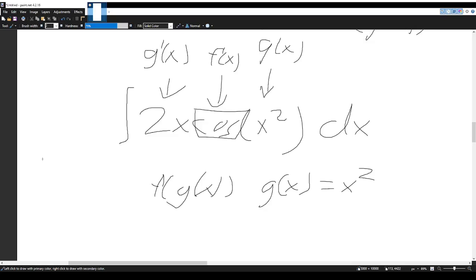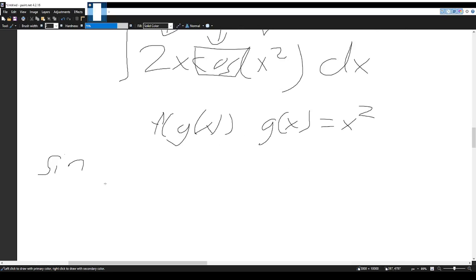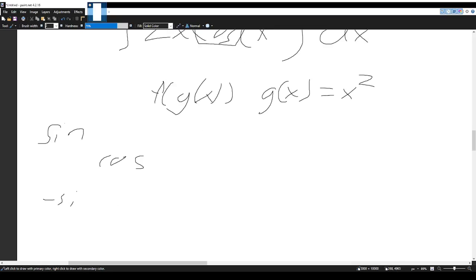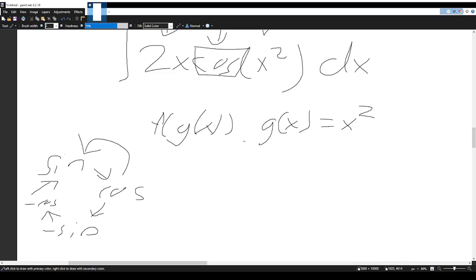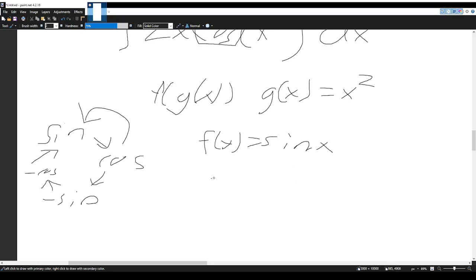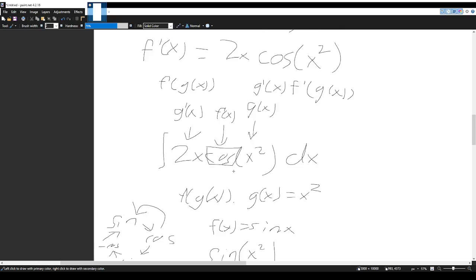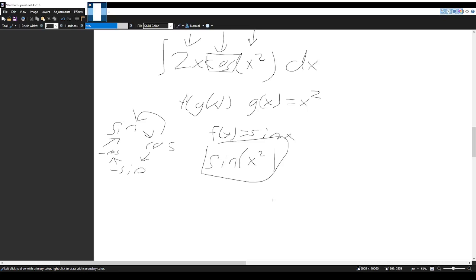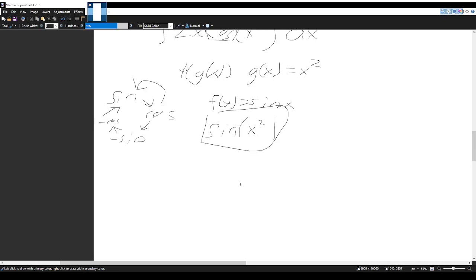And if we remember our little cycle here: sine, cosine, negative cosine. Remember, derivatives go like this, which means antiderivatives go the other direction. So from cosine, which is what we have, it would be sine. So we know that f is sine x, so f of g is sine of x squared. Of course, kind of a silly example because we already knew, but that's how it is sometimes.